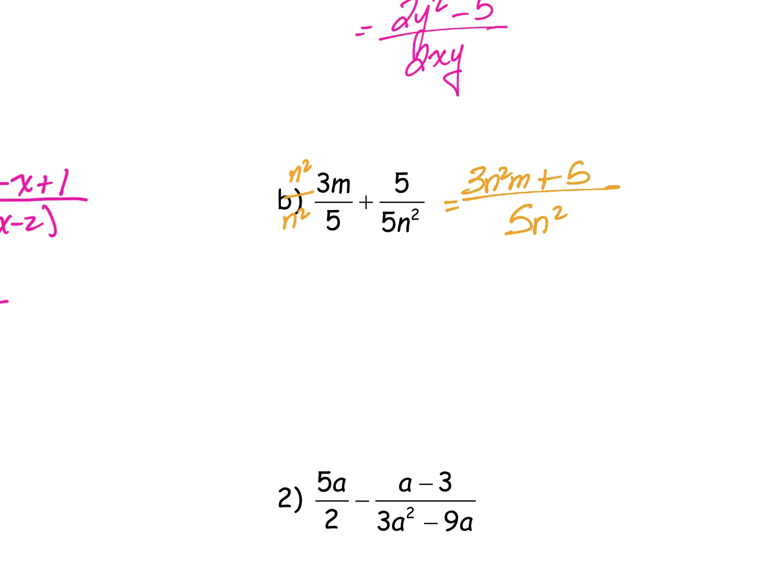It doesn't matter. It should probably be mn squared since you write them normally in alphabetical order. But it doesn't matter what order you multiply things in. Well, I just thought maybe because it was 3 of them already together. Yeah, you could have written it as 3mn squared plus 5 over 5n squared. It doesn't matter. Either one is correct, okay? Or, let me put an or in there, okay?